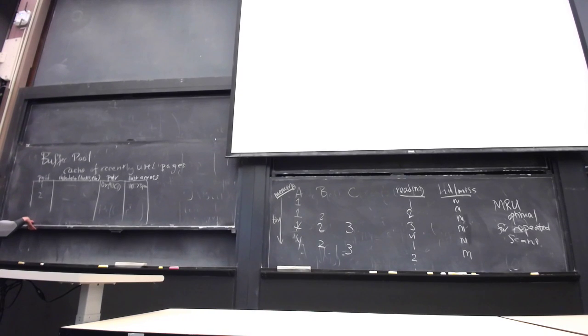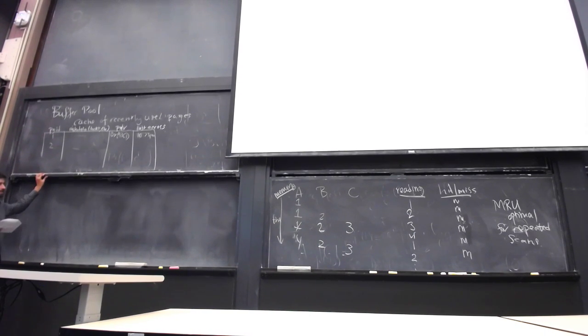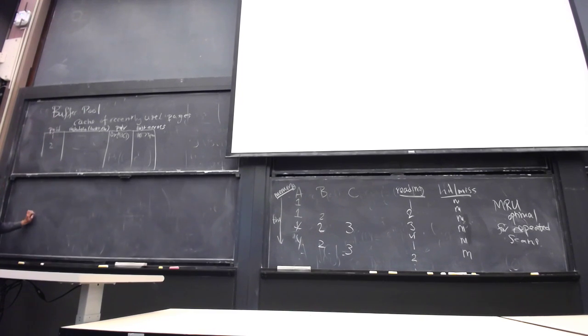Okay. All right. So this paper that we assigned is the DBMin paper, and basically it proposes this collection of algorithms for talking about how to manage cache.